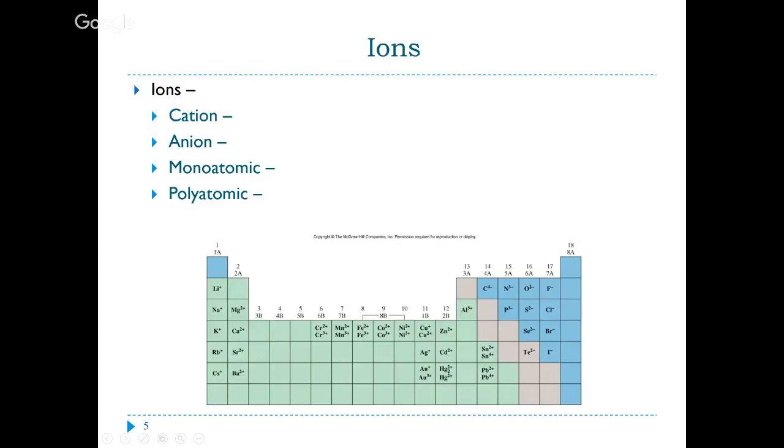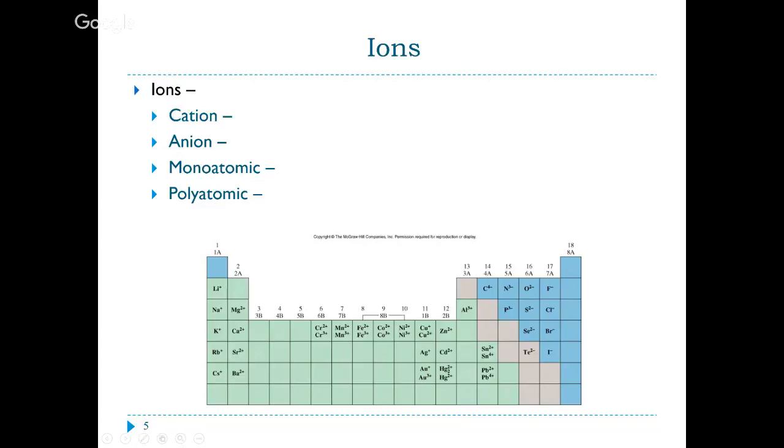Group 11, aka 1b, all take at least a +1 charge. So copper 1, silver 1, gold 1. Then copper can also be +2, gold could be +3. Silver is always a +1. So even though it's in the transition metal pond, it's always a +1. And then we have our group 12 or 2b, always have at least a +2 charge.